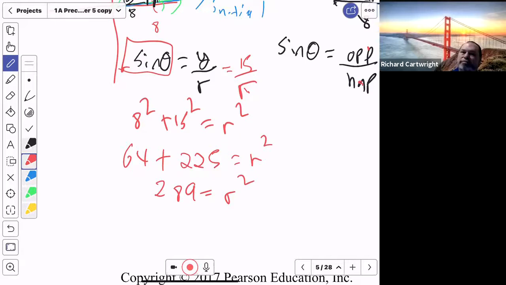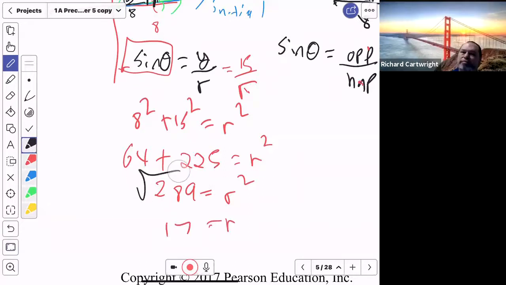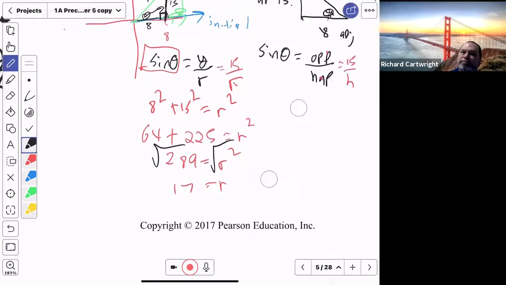So how do I get r? I take the square root of what? Anybody? 17. Oh, it comes out to 17? Yeah. I didn't know 17 times 17 was 289. Did anybody know that? I'm just curious. I didn't have it memorized.